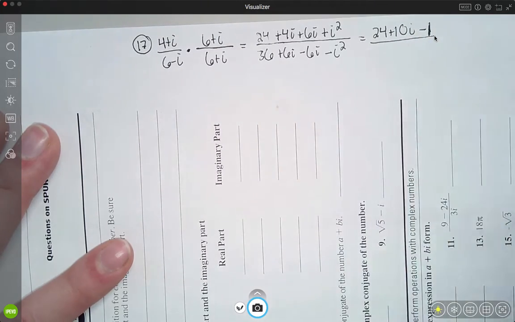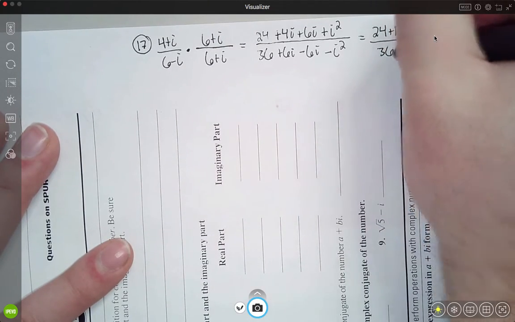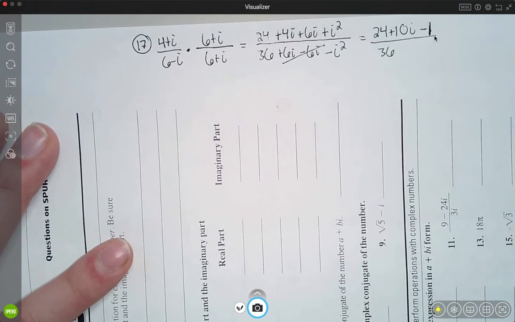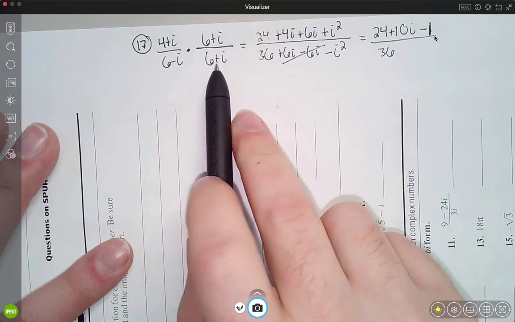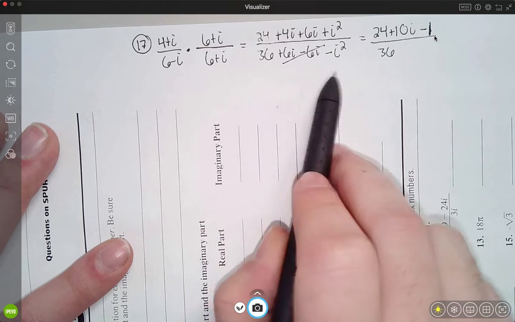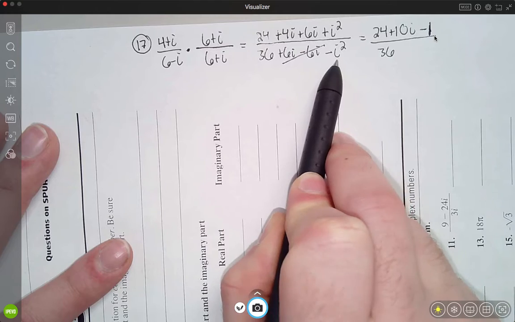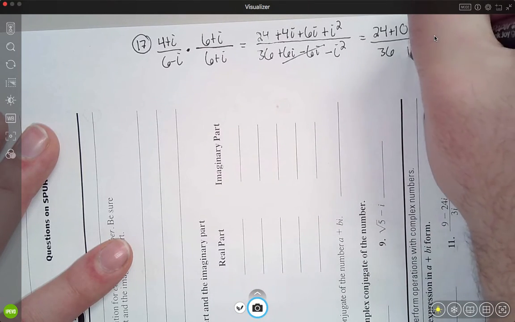Then on the bottom, I have the 36 just comes over. My positive 6i and negative 6i actually cancel here, and that needs to happen. If it doesn't, I either multiplied by the wrong thing or I multiplied incorrectly as I went through. And then a negative i squared. Well, i squared is a negative 1, so it's a negative 1, which really means I'm adding 1 there.